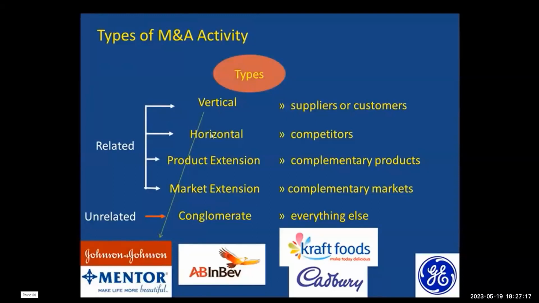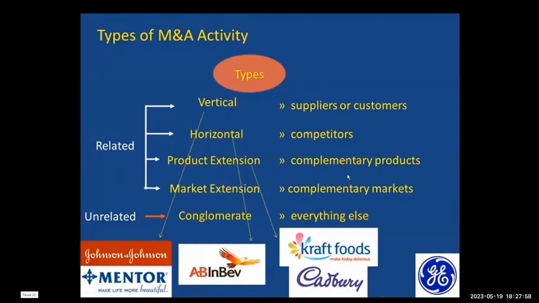In the case of horizontal merger and acquisition activity, we see a situation where you merge with or acquire a competitor. We've seen that in the recent past, in that the Dutch firm InBev bought out Anheuser-Busch, thus reducing their competition to some extent. Product extension is a situation where you're buying complementary products or acquiring them to fit your portfolio. In this case, Kraft's acquisition of Cadbury is a perfect example of complementary products. It also exemplifies market extension, which is where you want to go into different markets.